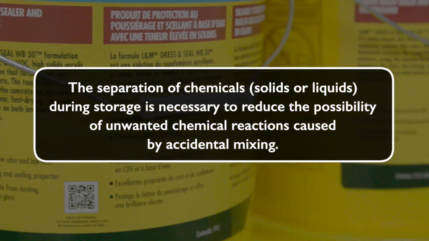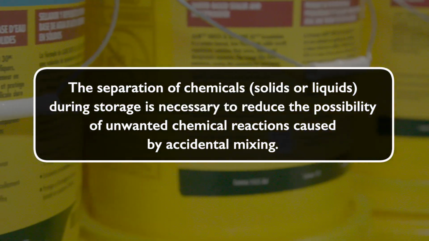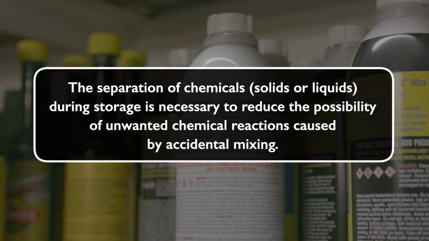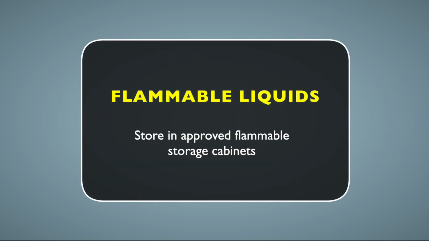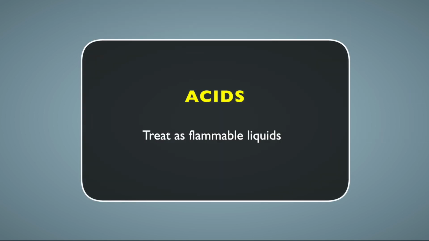The separation of chemicals during storage is necessary to reduce the possibility of unwanted chemical reactions caused by accidental mixing. Use either distance or barriers to isolate chemicals into the following groups. Flammable liquids. Store in approved flammable storage cabinets. Acids. Treat as flammable liquids.